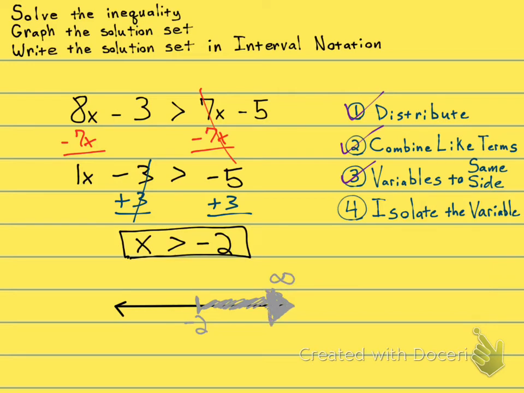And then at the negative 2, I don't have a line here, so I don't use a bracket made out of lines. I use a parenthesis. And that's what my graph's going to look like.